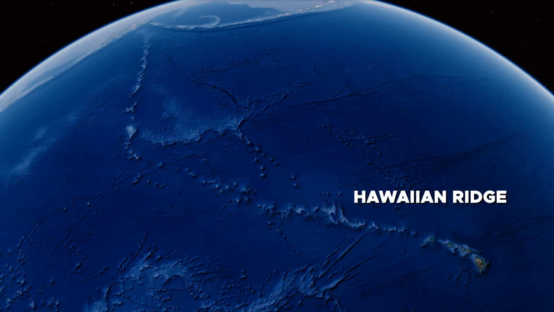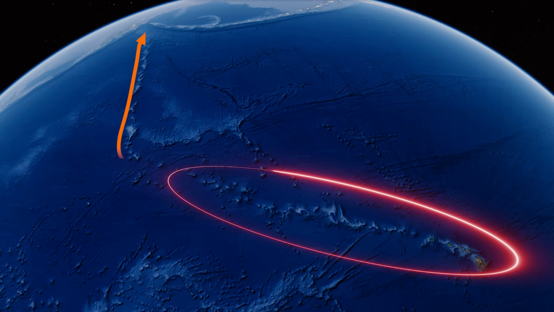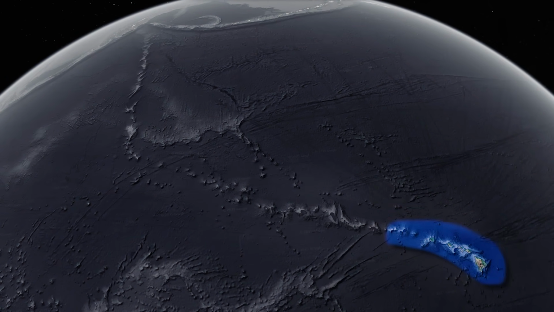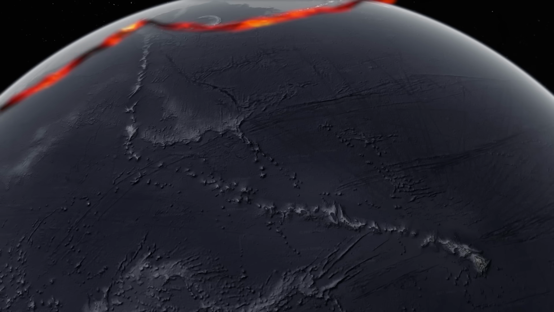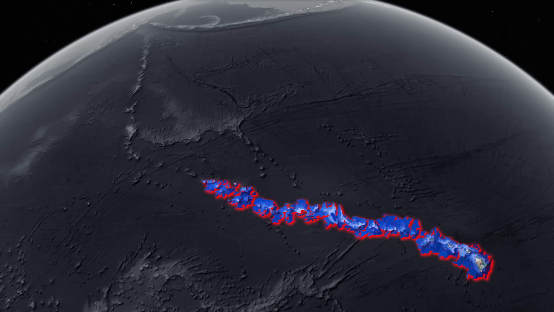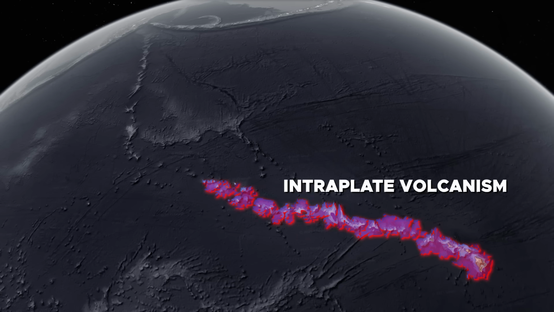The Hawaiian Ridge represents the younger and more topographically elevated part of this chain, encompassing the main Hawaiian islands and numerous submerged seamounts to their northwest. Unlike tectonically active regions along plate boundaries, the Hawaiian Ridge is formed in the middle of a plate, making it a textbook example of intraplate volcanism.